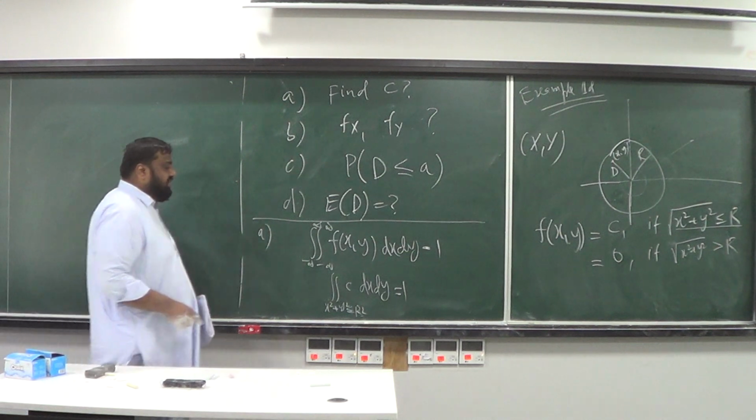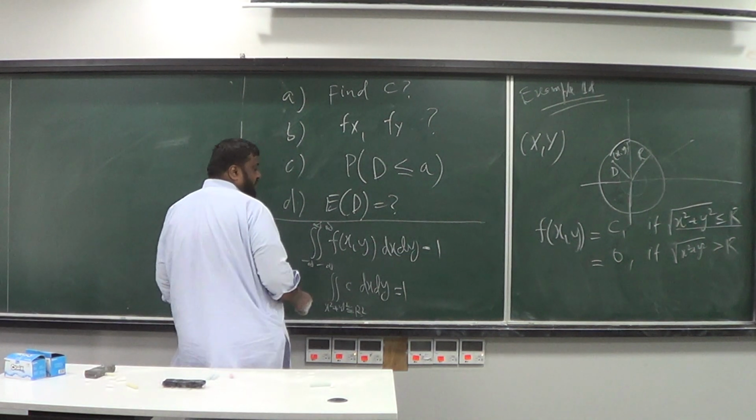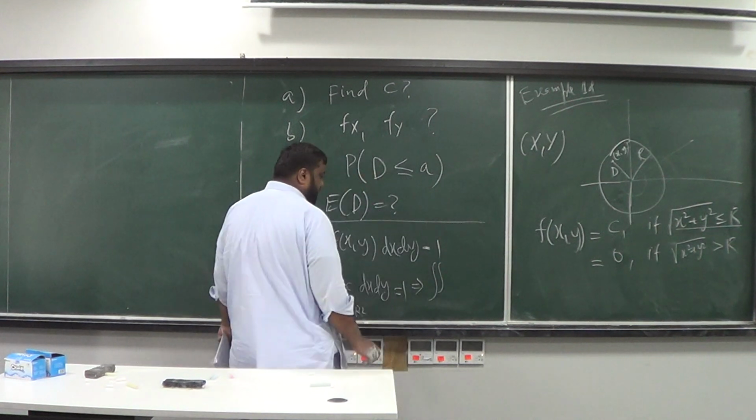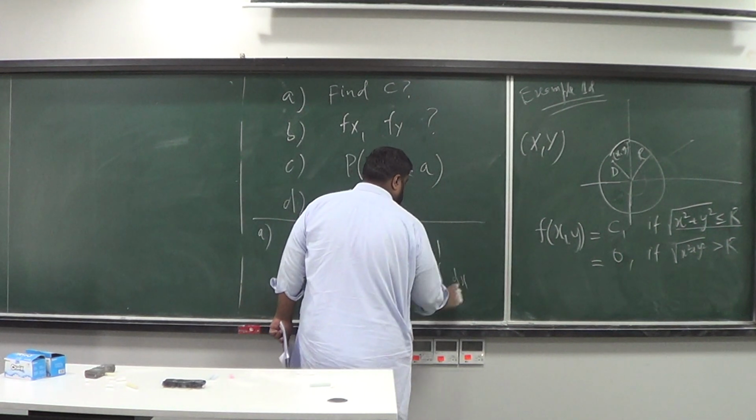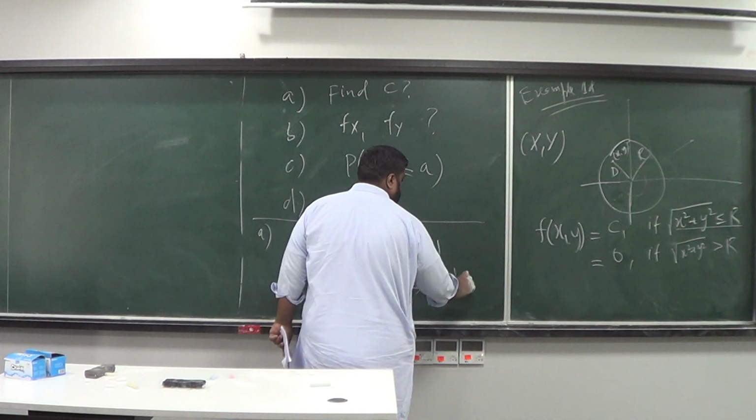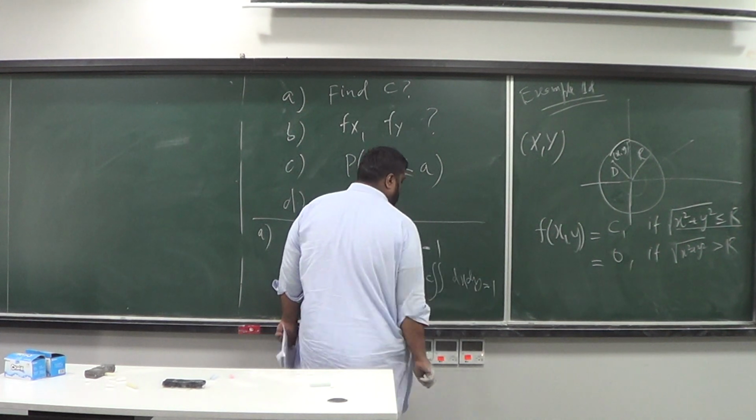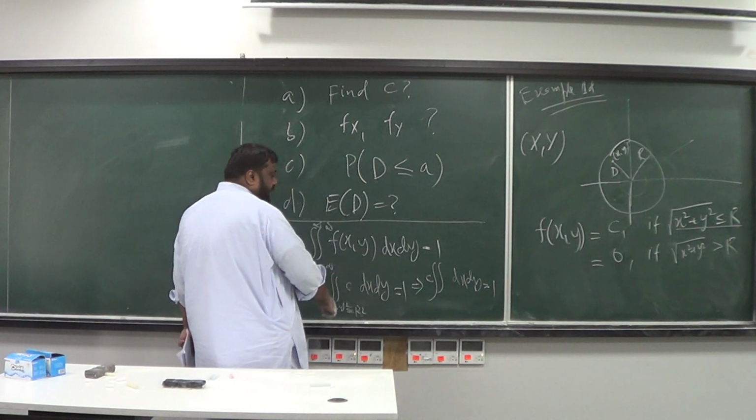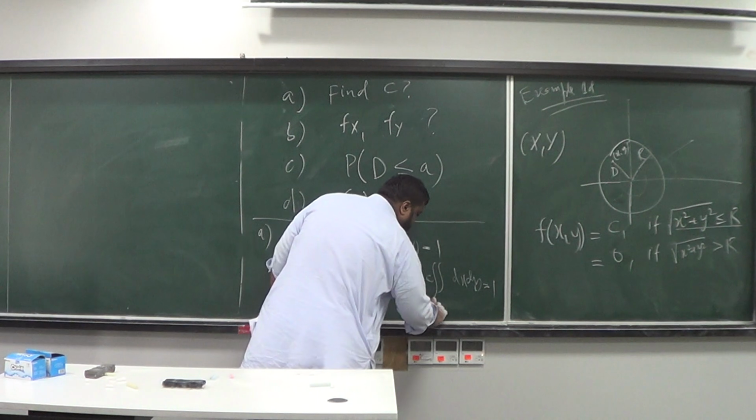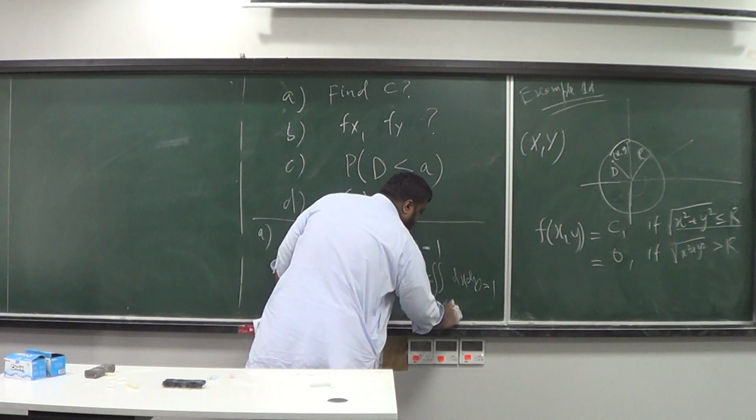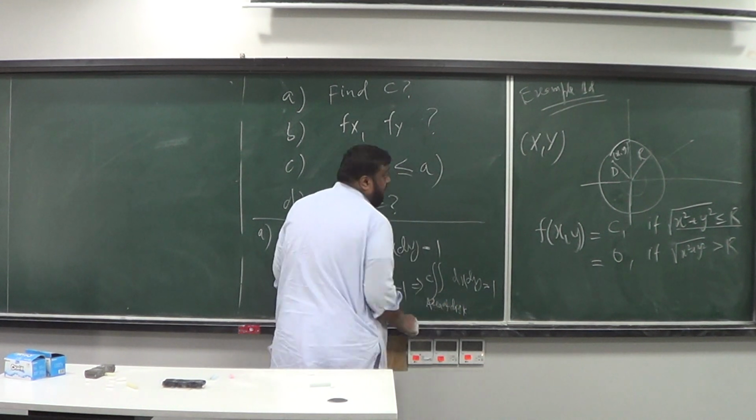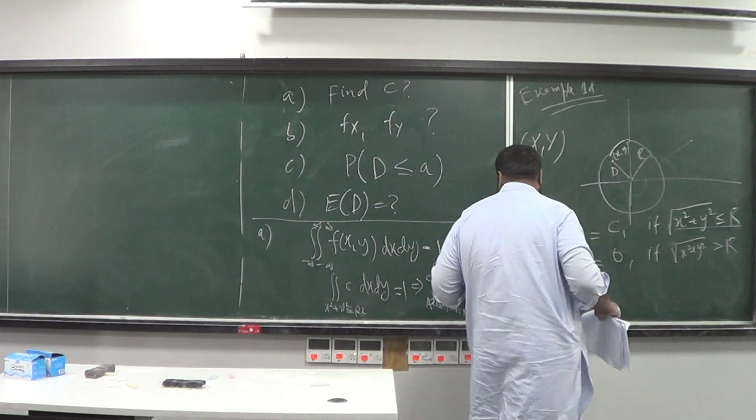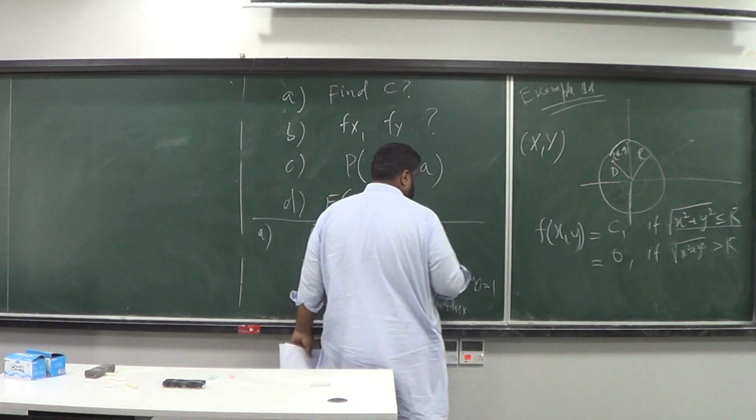I can, so c is a constant, I can pull it out. By the way, I can write this as c times dx dy equal to 1. While this region is what? This region represents the area of the disk. Area of this disk with the radius r actually. Okay, area of the whole disk.